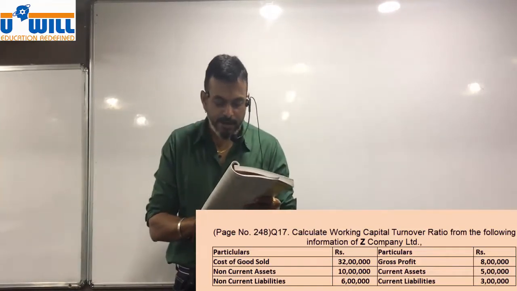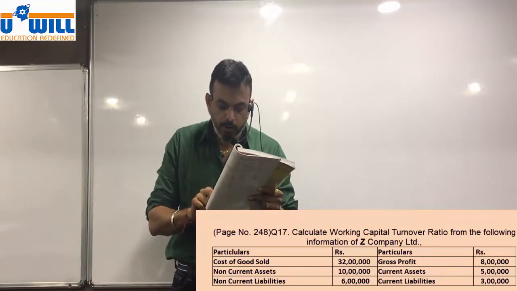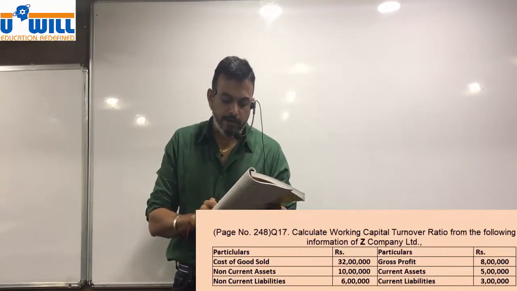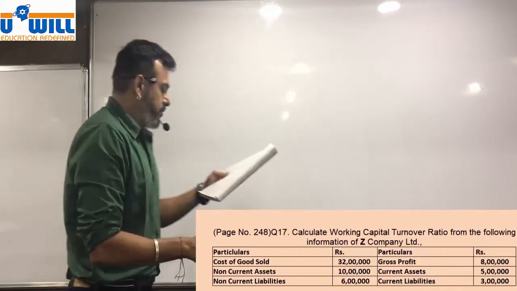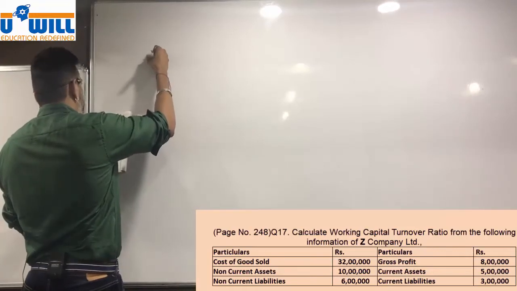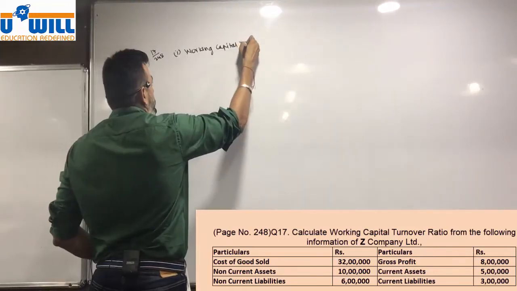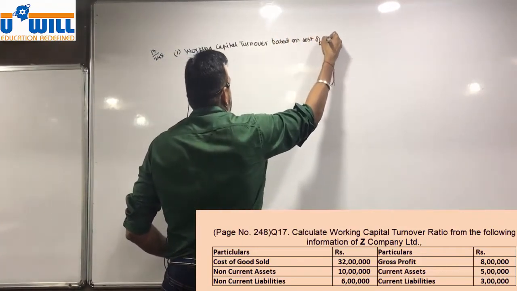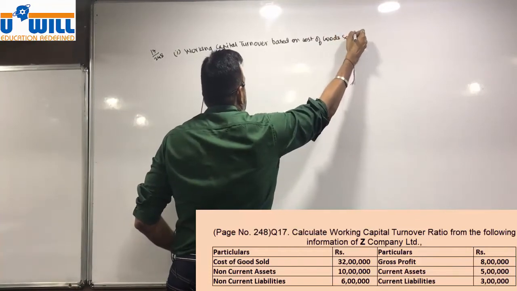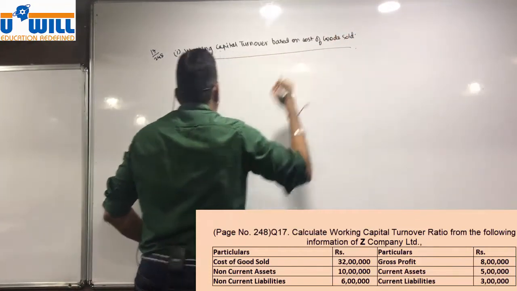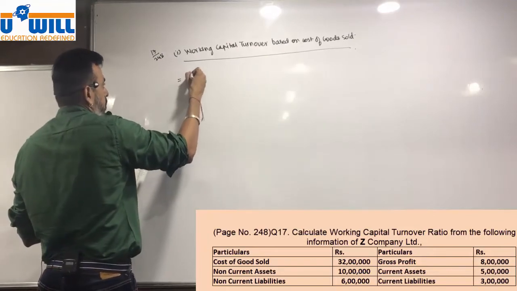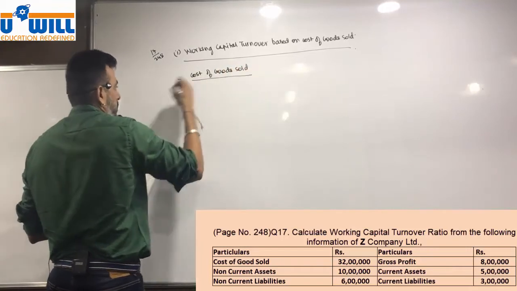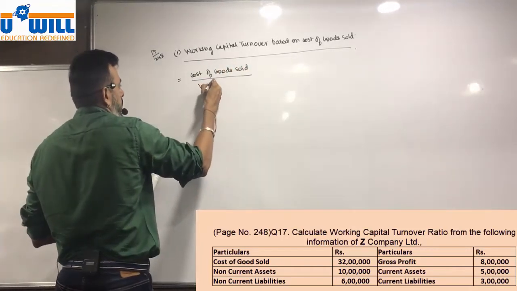Non-current asset and non-current liability we don't have to use. Gross profit we will use to find out sales, and current asset and current liability. So first let's find out the first ratio, working capital turnover based on cost of goods sold, which is equal to cost of goods sold upon working capital.